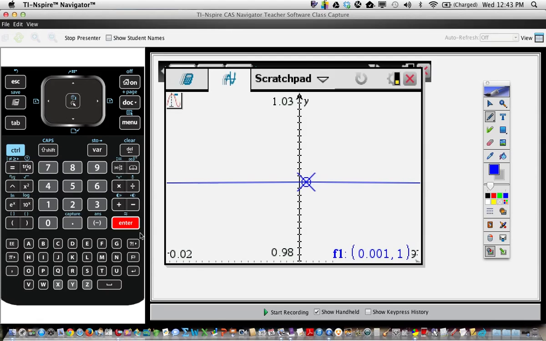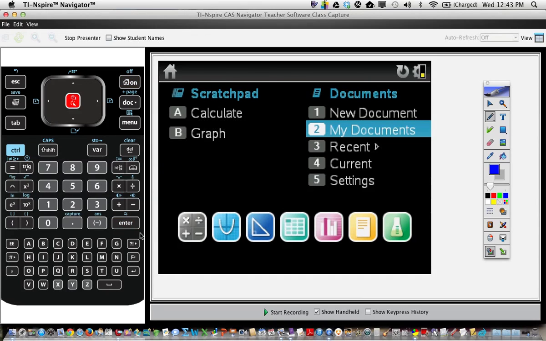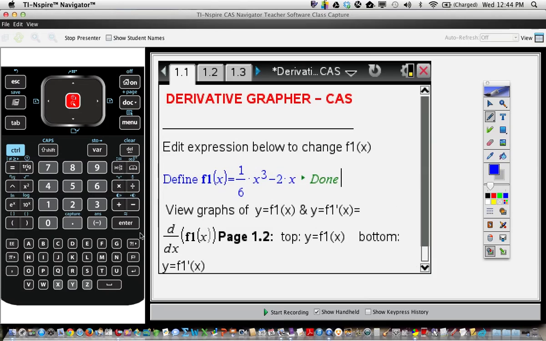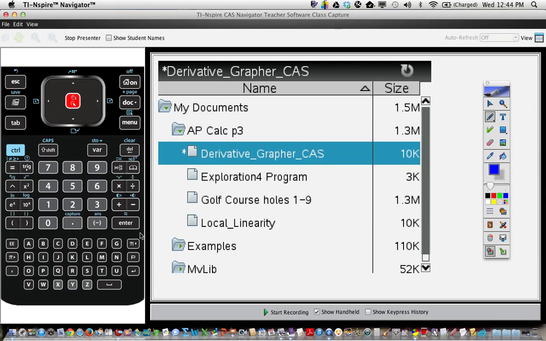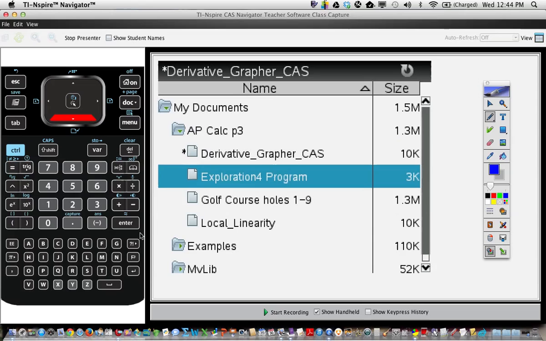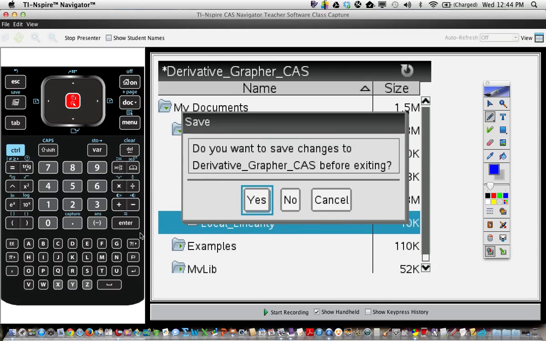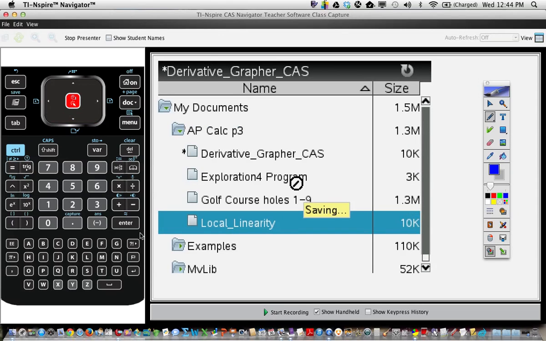All right, let's go to the document that you had up here. What's the quickest way to get to that? Home button, probably. Number 4 here is your current. Actually, let's go back to home. I changed my mind, I want to go to my documents. You guys don't have to, but I just want to show you something real quick. Let's go to that local linearity, the one I gave you. Do you want to save changes? Yes, no, it doesn't matter. I haven't really done anything to it. I hope.